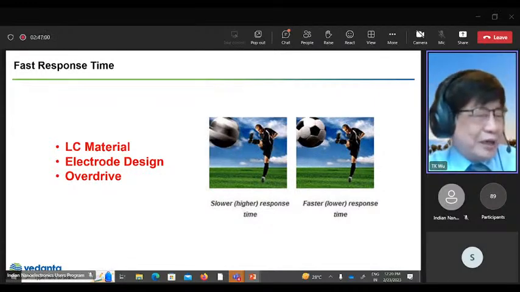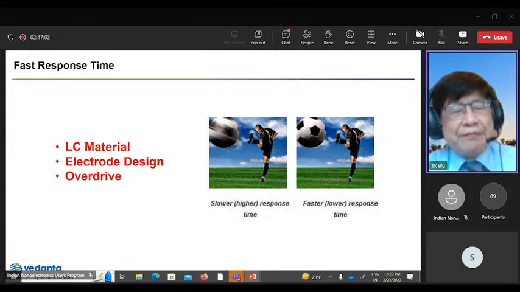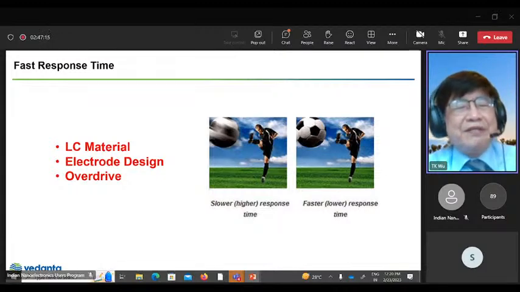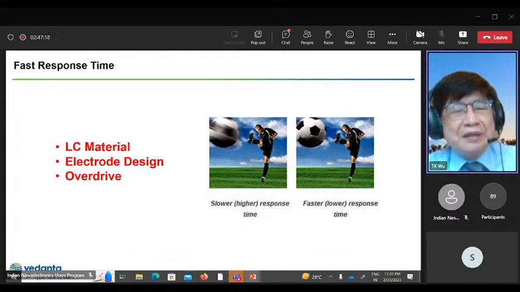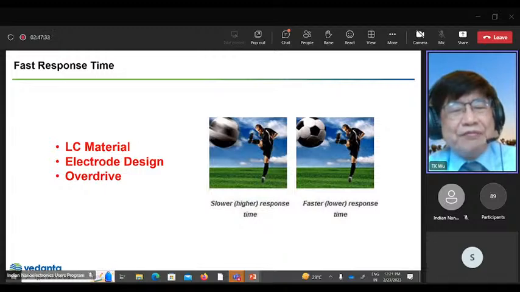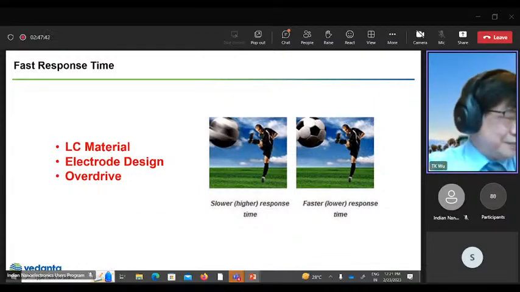Also, we can change the electrode design, which helps the response time too. Also, we can use the overdrive method. Overdrive means we apply an even higher gate voltage, or before falling, we drive the voltage down, and then a different kind of voltage is applied to the liquid crystal to achieve the response time effect. Yeah, next one, please.